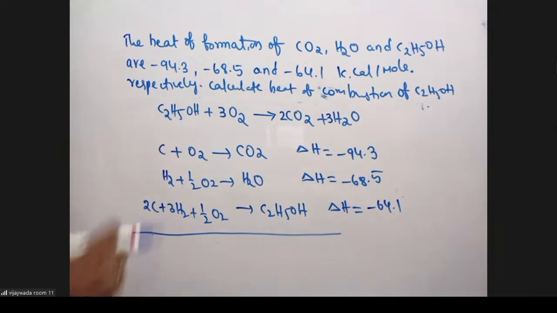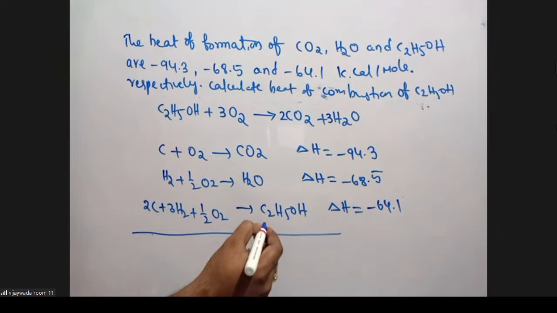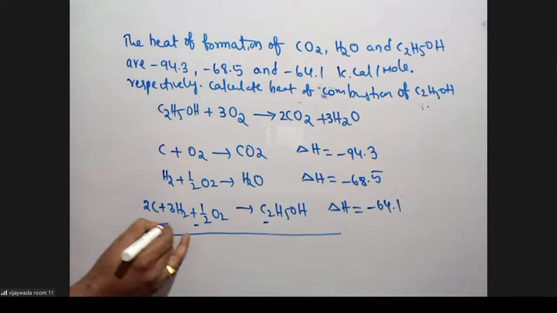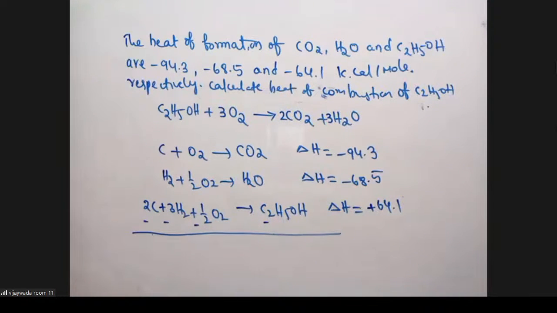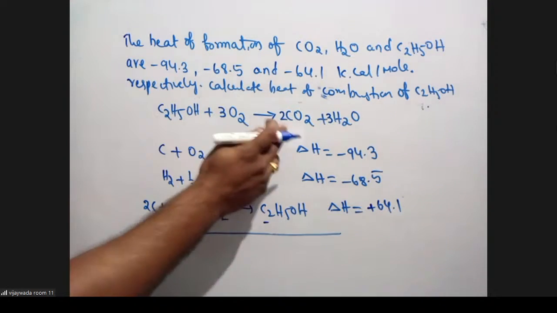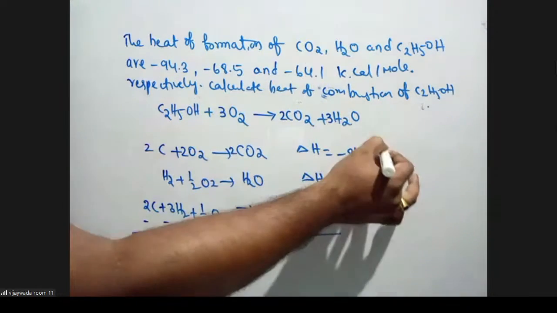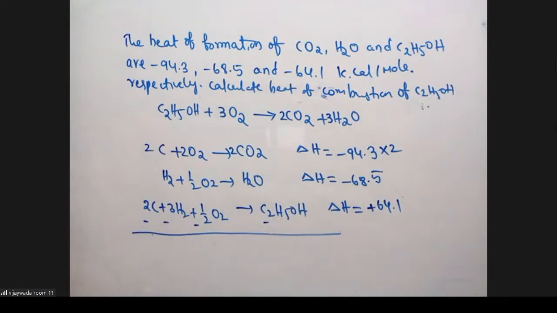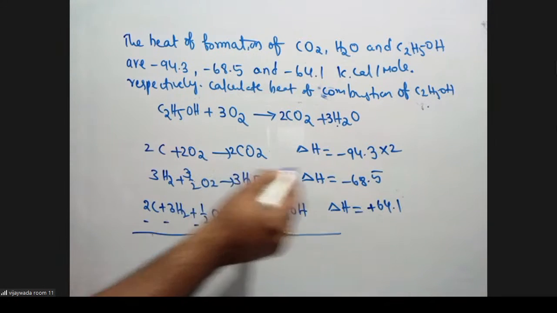So with the help of these values, how can we get the above equation? If you observe, C2H5OH is on the left side but in the formation equation it is on the right side, so just reverse this equation. The sign changes: minus into plus. And carbon dioxide is on the right side, but how many carbon dioxide? 2 carbon dioxide, so multiply with 2. How many hydrogens? So 3H2O, 3H2, 3 by 2 O2, 3H2O.